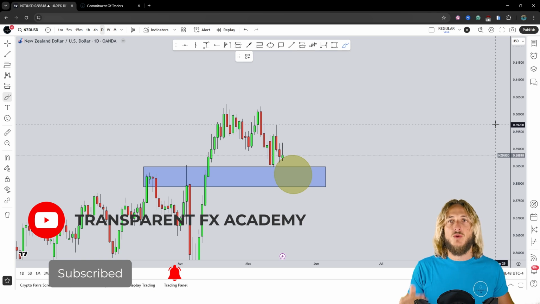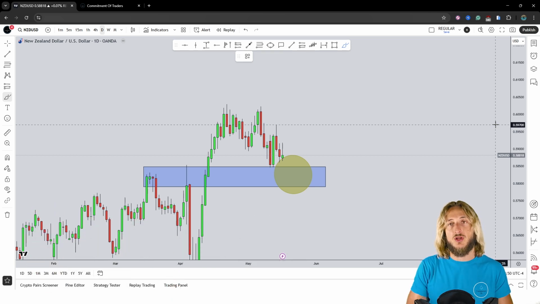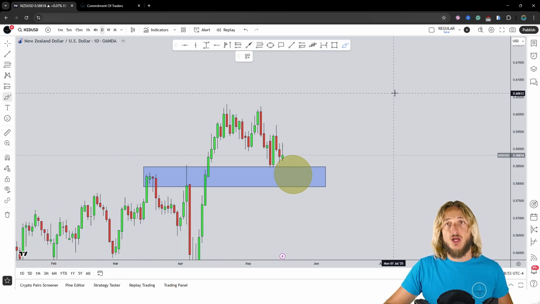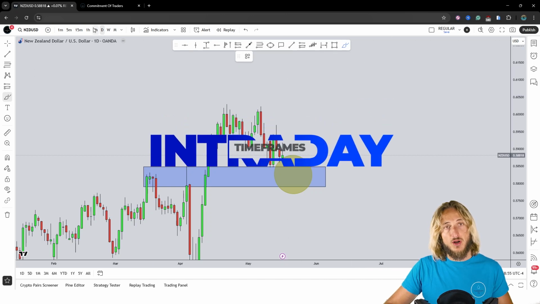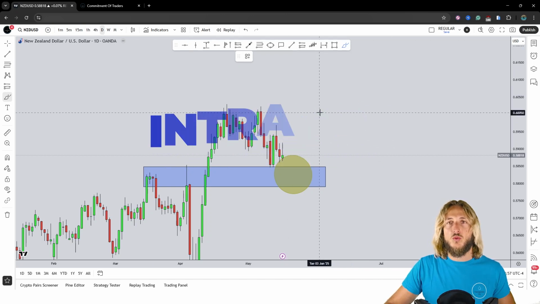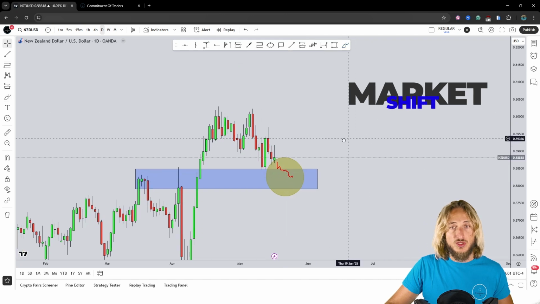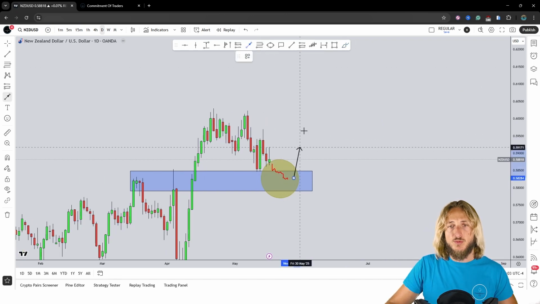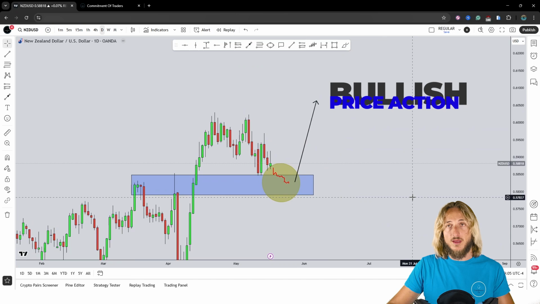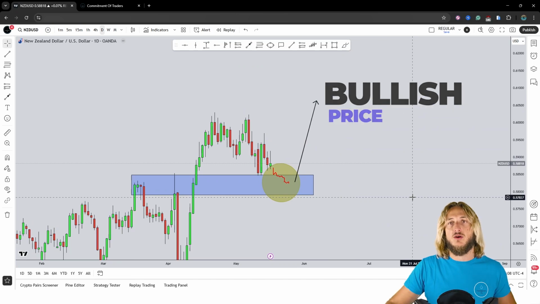However, when it comes to identifying early shifts in the trend of a market, the best timeframes for that are the intraday timeframes, so 4 hour and lower. Therefore, what I would expect is that if this market would shift from an intraday bearish to a bullish market, I wouldn't be surprised to see a potential rejection to the upside away from this level. That definitely wouldn't surprise me.